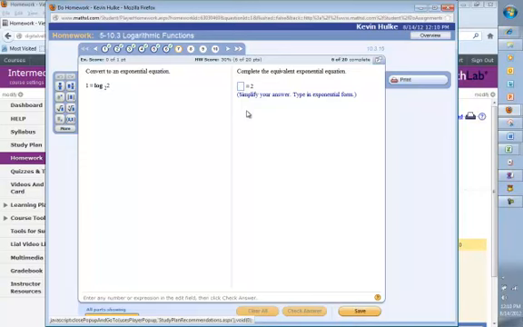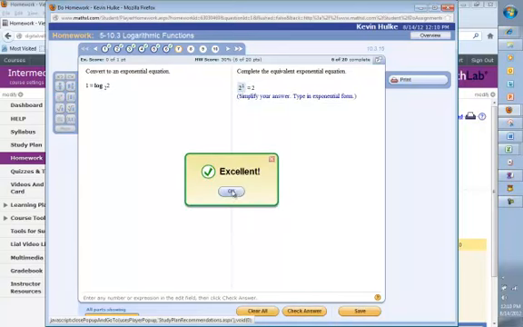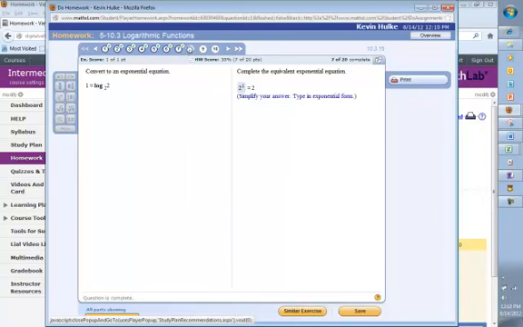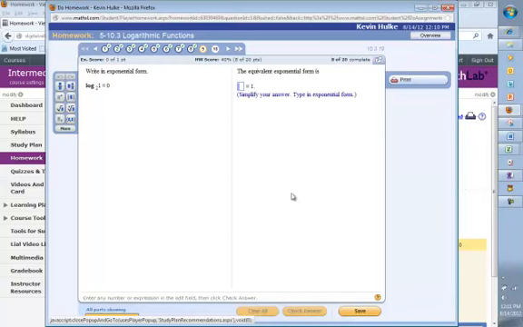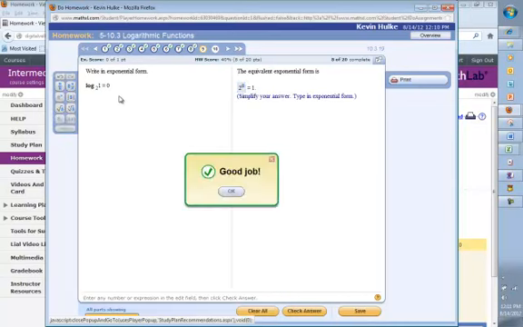The log base, we're supposed to convert this to exponents. So 2 to the first is 2. Number 8. 10 to the negative 6th is 1/100,000. Two to the 0th is 1.